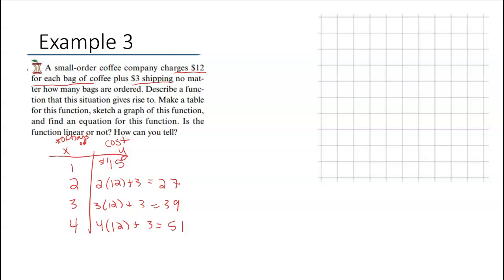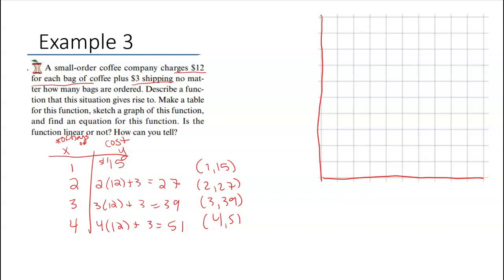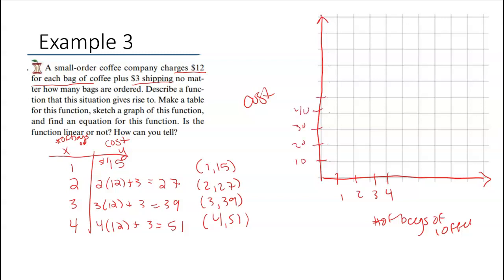Let's sketch the graph. So these correspond to, this would be 1, 15, this would be 2, 27, this would be 3, 39, this would be 4, 51. Well, we're talking about money and bags of coffee, so we don't need any negative values here. And we did 1, 2, 3, 4. These are our number of bags of coffee. And over here we have our cost. Now our cost ranges from 15 to 51, so I'm definitely not going to go by ones here, but maybe I'll go 10, 20, 30, 40, 50, 60. I think I should just do that, because it would go off the graph otherwise. Otherwise I would go by 5s.